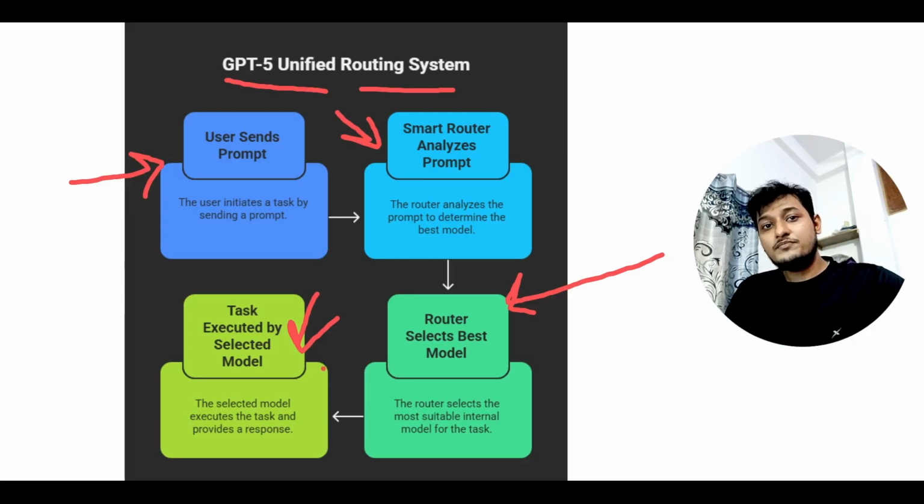If the model is not the best, then you will not get the best result. But if the model is the best, then you will get the best result. It completely depends on this stage. The second stage is where the smart router analyzes the prompt. So if your prompt is not good, then this router analyzer will not give you the best model. Now, how do we improve this?